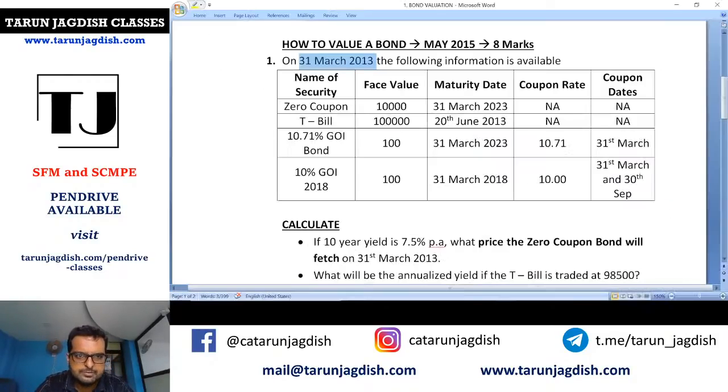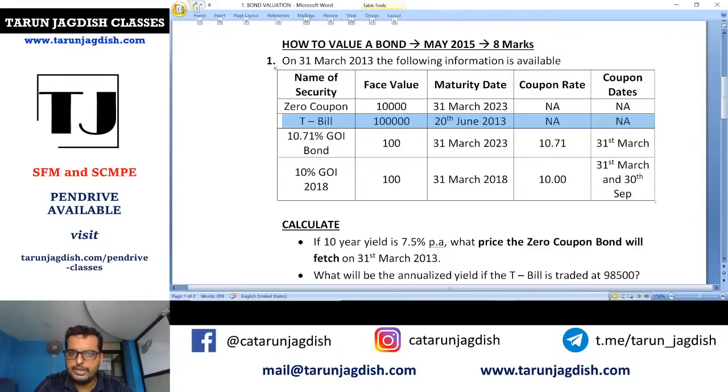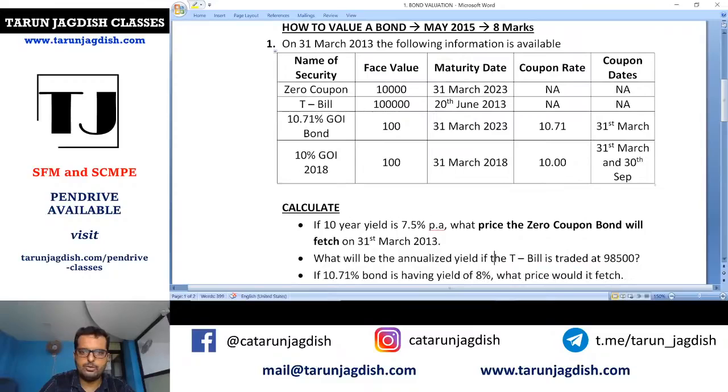The next part is the second one, that is Treasury bill. So they have given the details of the Treasury bill, that is 1 lakh is the face value, 20th June is the maturity date, etc. And once we come down, they are asking what is the annualized yield if the T-bill is traded at 98,500. I think somebody has asked this question earlier.